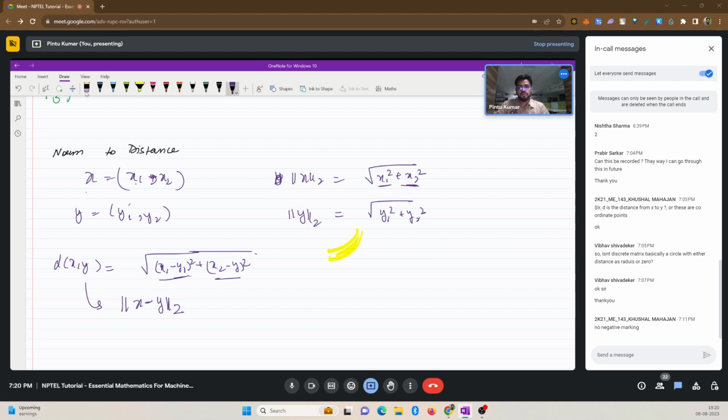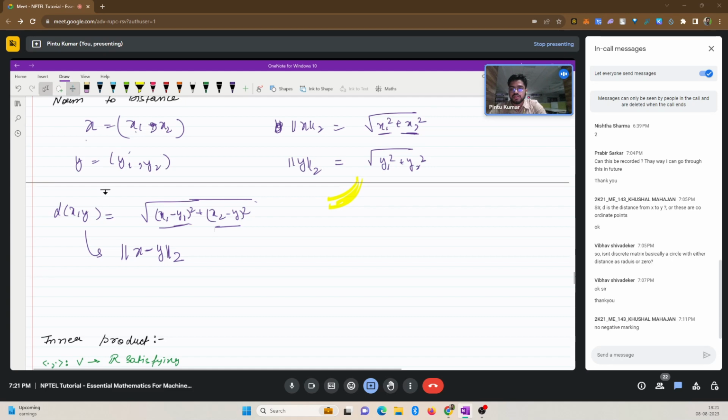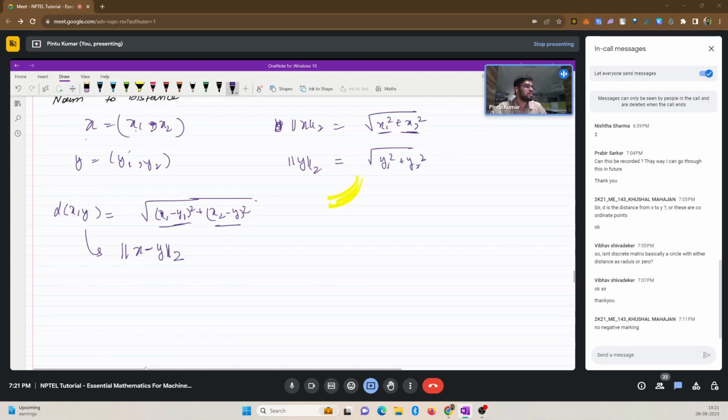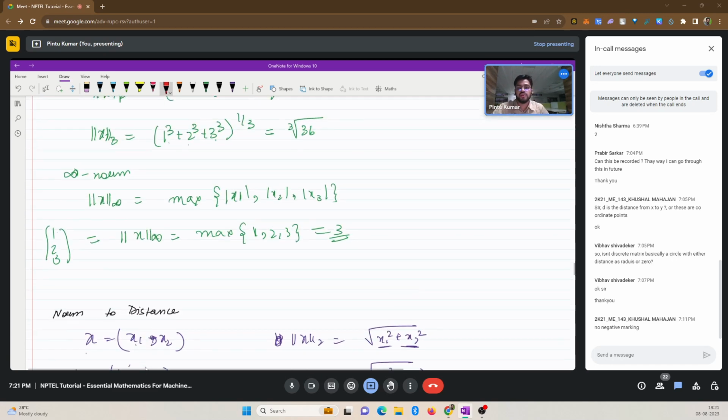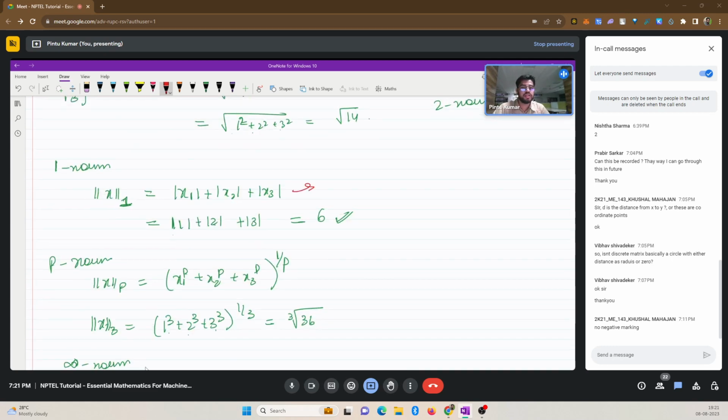Okay, so if you have any norm, what you can do is, from that norm you can obtain a distance. Let's say you have some norm. Then corresponding to this norm you can define a distance by norm of x minus y. So if you look carefully, now using the one norm, you would have obtained the Manhattan distance that we talked about initially.